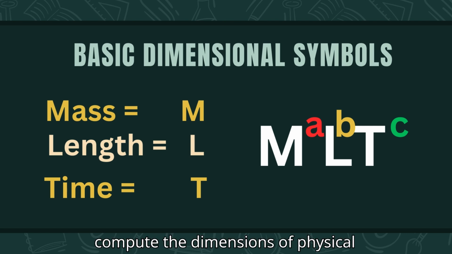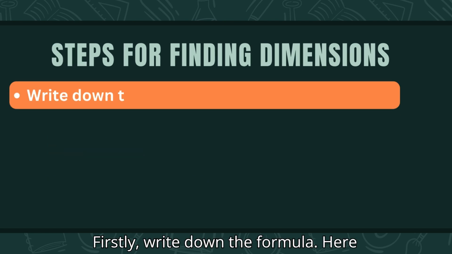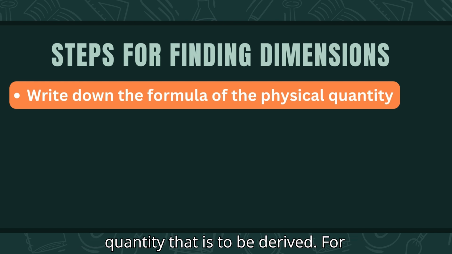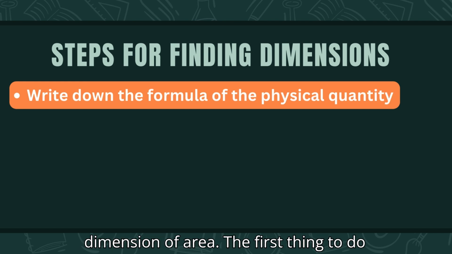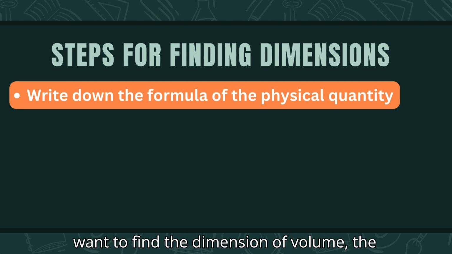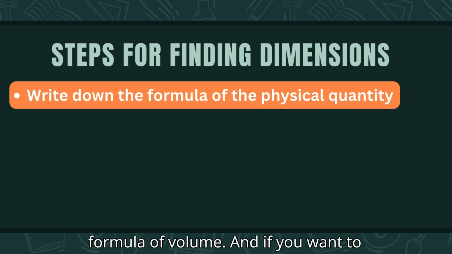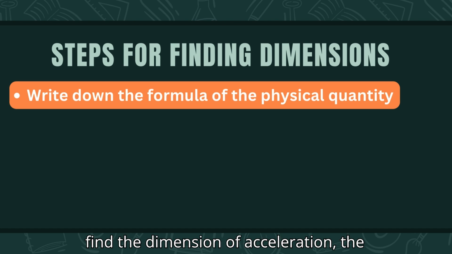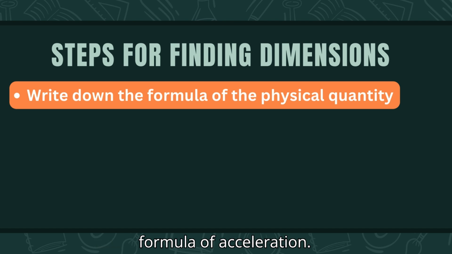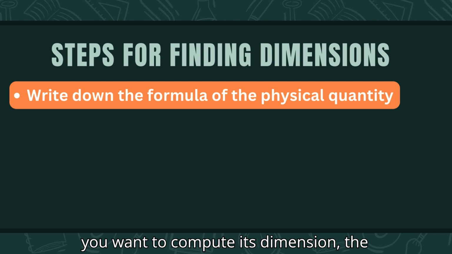To compute the dimensions of physical quantities, the following steps must be taken. Firstly, write down the formula. Here you are to write down the formula of the quantity that is to be derived. For example, if you want to find the dimension of area, the first thing to do is to write the formula of area. If you want to find the dimension of volume, the first thing to do is to write down the formula of volume. And if you want to find the dimension of acceleration, the first thing to do is to write down the formula of acceleration.